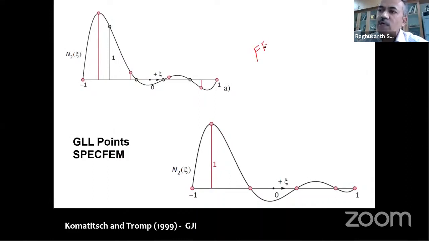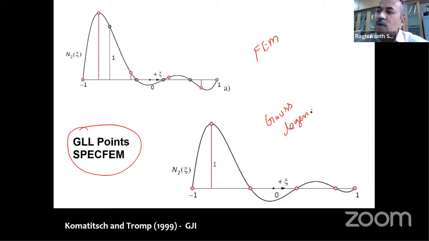In ordinary finite elements, for the integrations we use a Gauss quadrature rule, and the points where you are interpolating the polynomials are entirely different. In spectral finite element, the points where you are integrating and the points you are using to represent the polynomials are both the same. And they use this Gauss-Legendre-Lobatto, GLL, integration scheme.